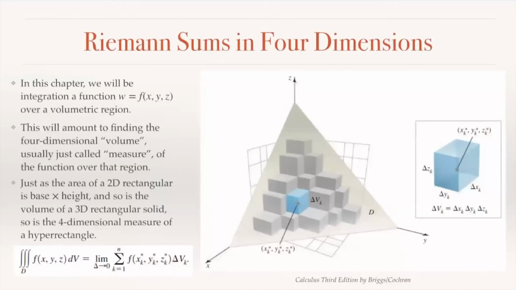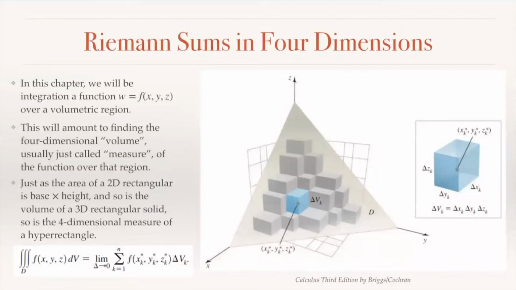So the double integral gives the volume underneath a surface, and it's rigorously the sum of the volumes of the rectangular solids with bases on the xy plane as the area of those bases of the rectangular solids goes to 0. And we're summing the base times height.